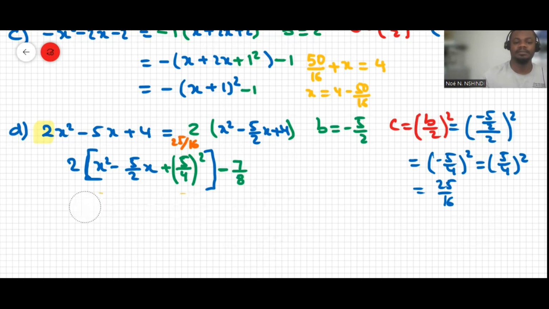And then this will be 2. I'll take only the basis, only the basis to the power of 2. So I'll take x there plus 5 over 4, minus 7 over 8. Now we can say we completed the squares.